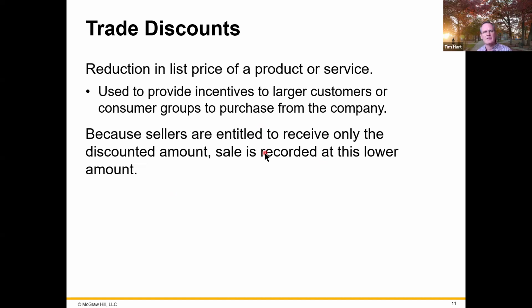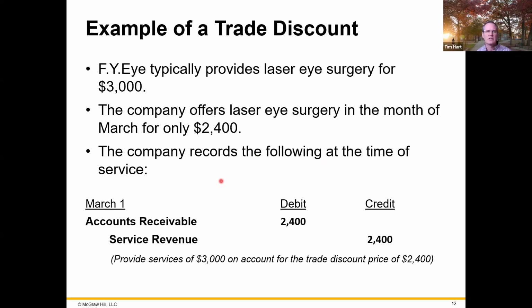A trade discount is a reduction in the list price of a product or service. Sellers are entitled to receive only the discounted amount. The sale is recorded at this lower amount. It's the reduced price. So FYI, it's a hilarious name. Laser eye surgery 3,000, have a special 2,400. So the entry here is the sale: account receivable 2,400, service revenue 2,400.